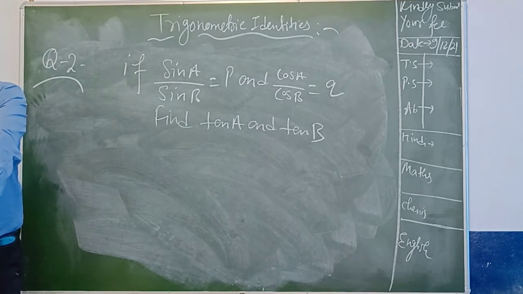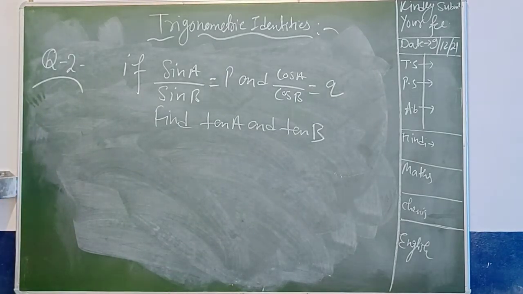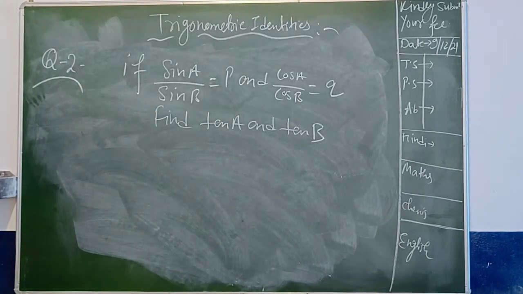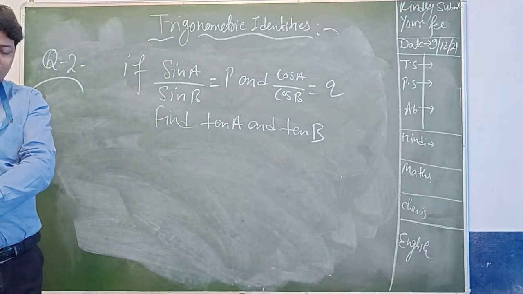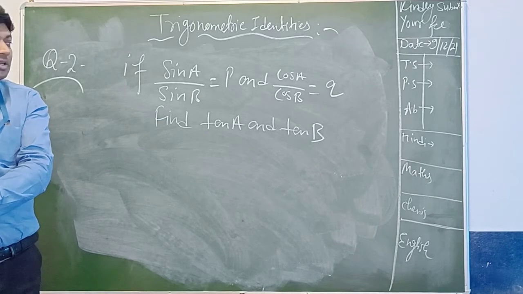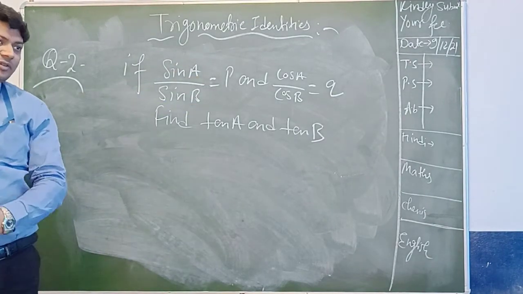Is it clear? So how will we find it? Anybody have anything about how we will find it? Sin A upon sin B equals P and cos A upon cos B equals Q. So you have to find the value of tan A and the value of tan B. But here sin A upon sin B is given and cos A upon cos B is given.